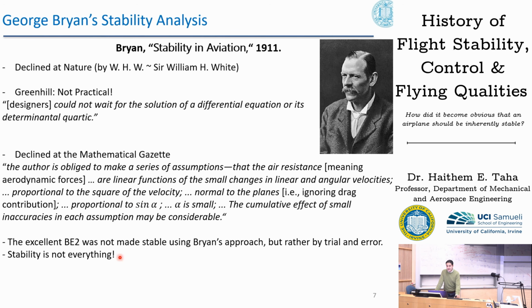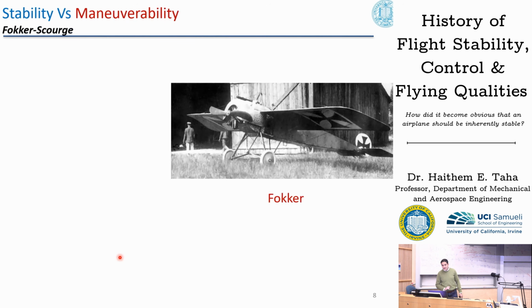Another criticism was, well, stability is not everything. The community learned that stability is usually in conflict with maneuverability and controllability, and in particular, the British community learned it the hard way. So here is one of the incidents that happened in the early days of World War I. They call it the Fokker Scourge. Anthony Fokker built this airplane for the Germans. It has a forward-firing machine gun that is synchronized to fire through the propeller blades. That was quite an innovation at the time, but also the airplane had a mono wing.